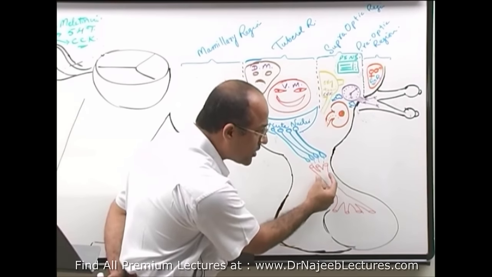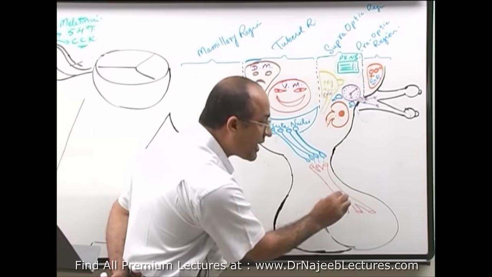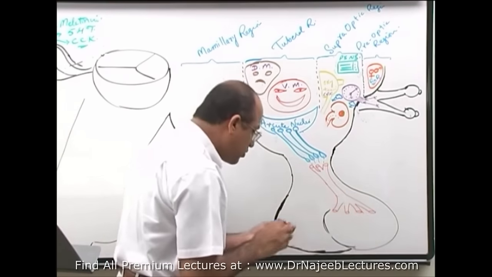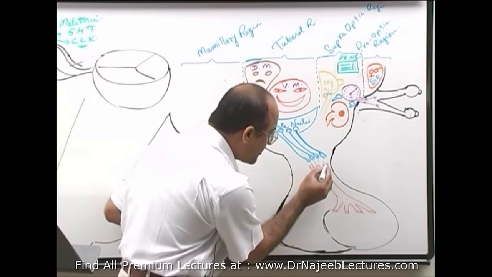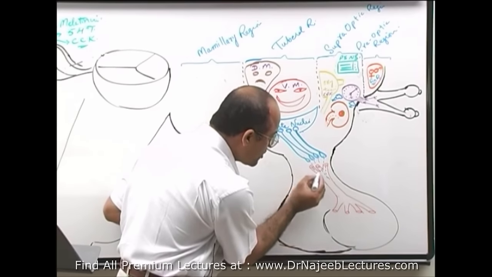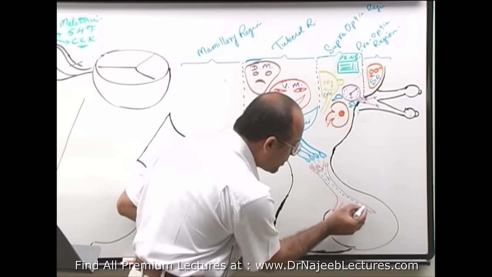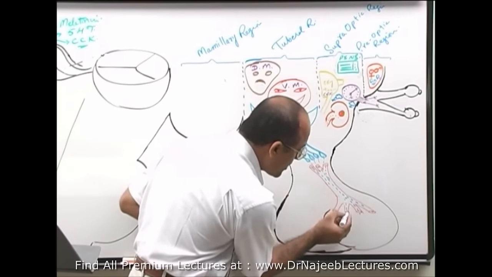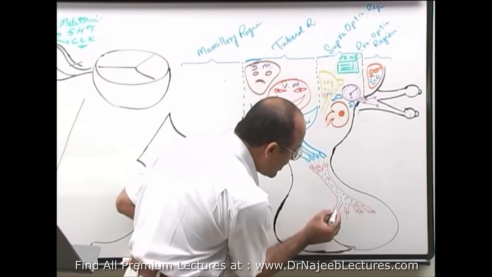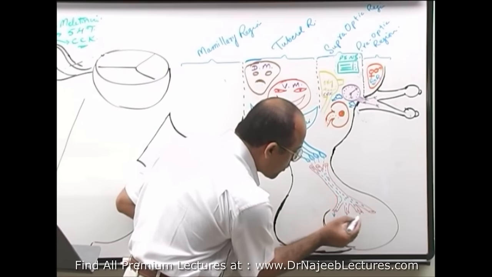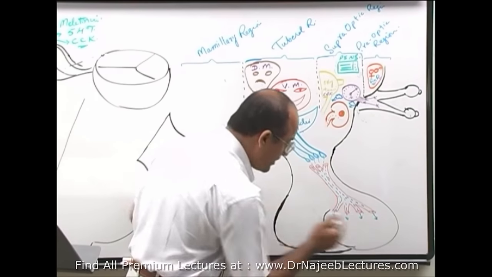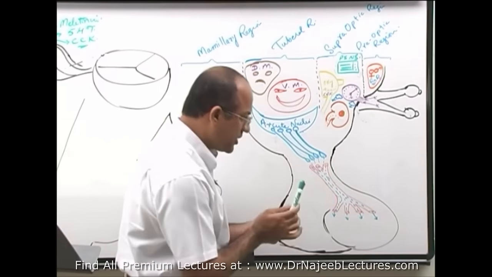These capillaries join together to make the veins. And these veins again break down into capillaries. In this way, all these products through this special portal vascular system will go to where? To the anterior pituitary. And they will actually influence the cells of the anterior pituitary.